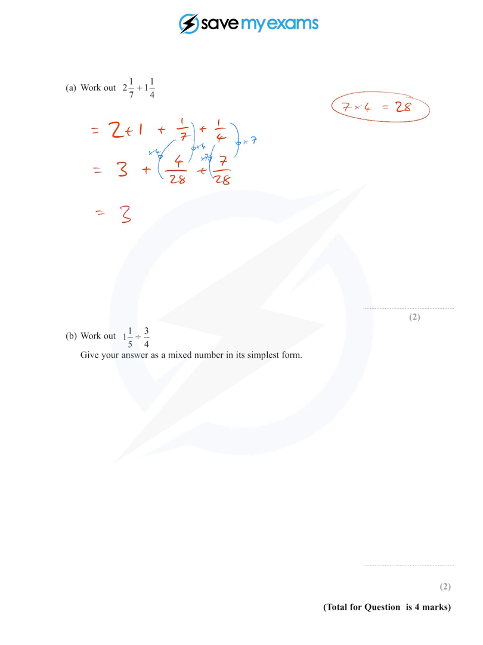And so this is 3 plus, well, if I have 4 28ths and 7 28ths, just as if I had 4 iced buns and added them to 7 iced buns, I'd get 11 iced buns. Here I get 11 28ths. And 3 plus 11 28ths I can write as the mixed number 3 and 11 28ths.